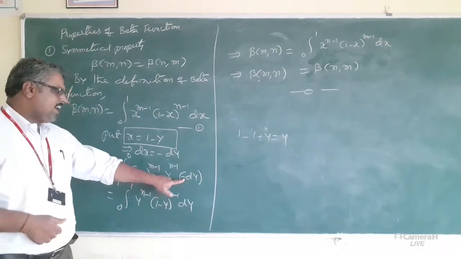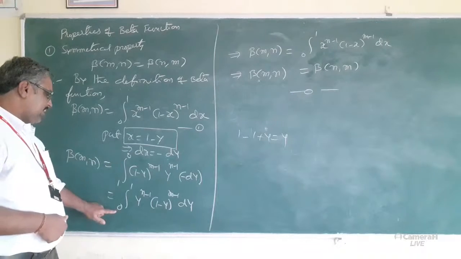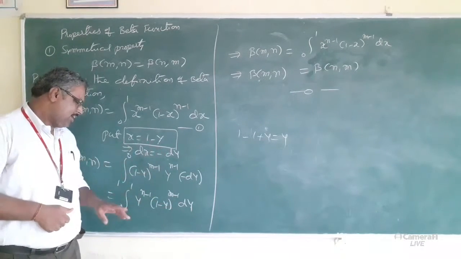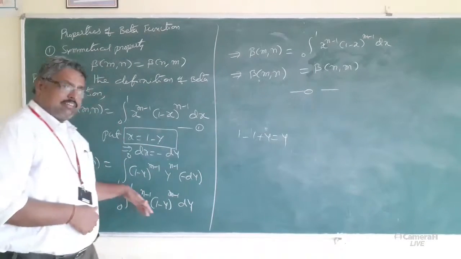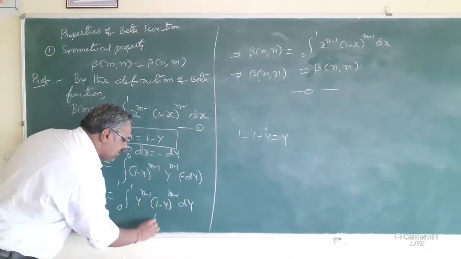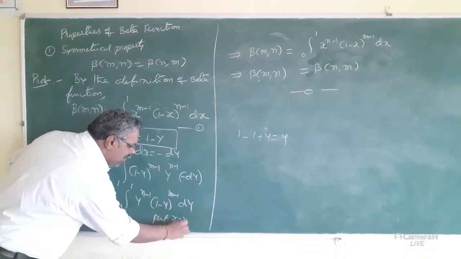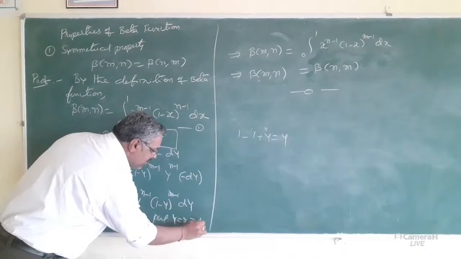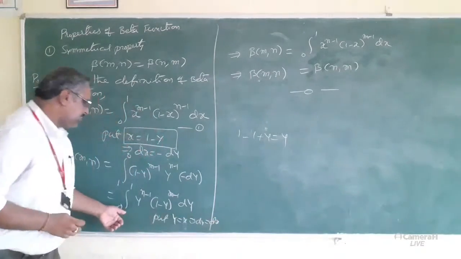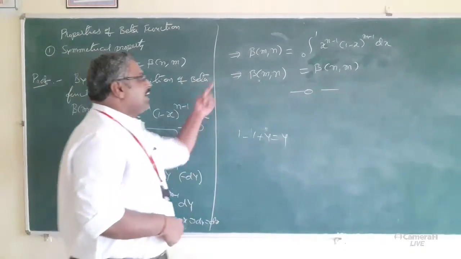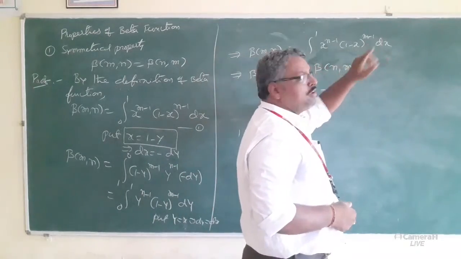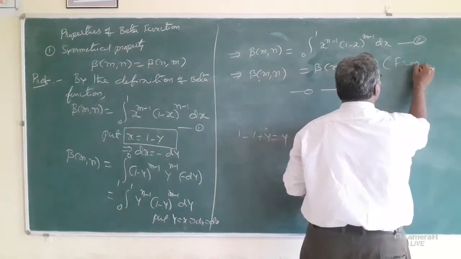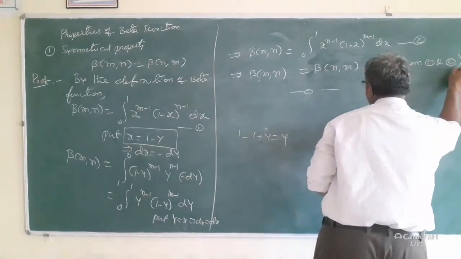Now, with the negative sign, interchange the two limits: integral 0 to 1, y power n minus 1 into (1 minus y) whole power n minus 1 dy. Now, for our understanding, if you put x equals to y, dy becomes dx. You will get a similar expression: integral 0 to 1, x power n minus 1 into (1 minus x) whole power m minus 1 dx. Now this is 1. From 1 and 2, compare 1 and 2, what happened?